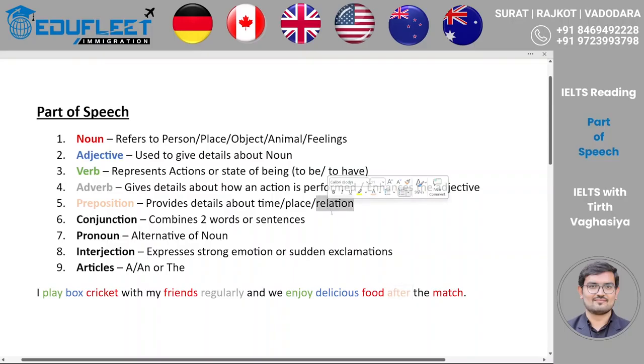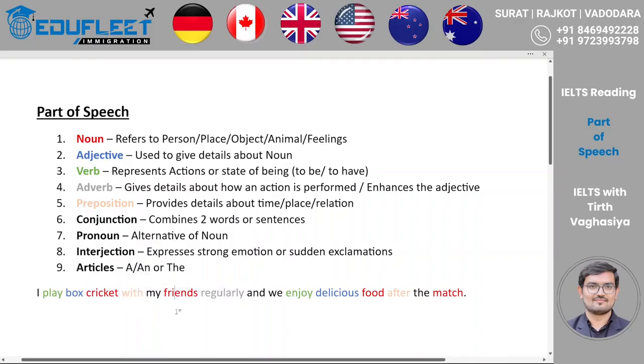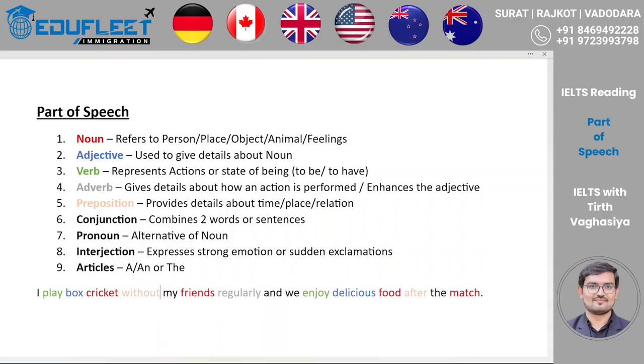Okay? And let's say relation. Do we have anything about the relation? Yes, we have with friends. I play box cricket with my friends. So without this with, your sentence is meaningless because this with represents that the cricket is being played with the friends. But if you just change this and drop my friends, then it certainly changes the meaning of the sentence, right?